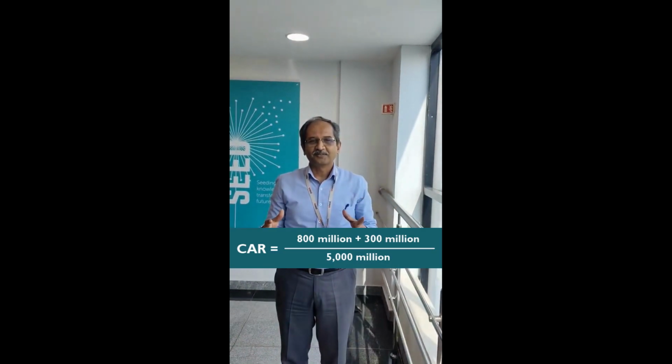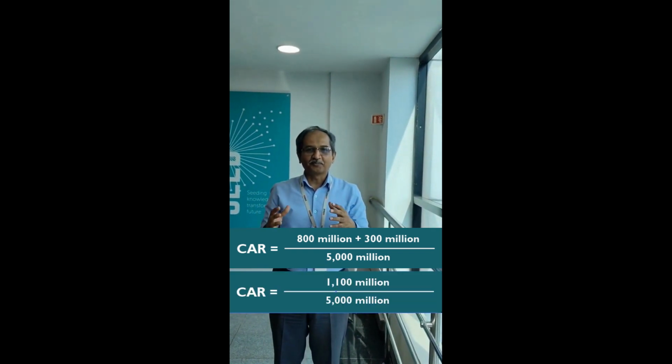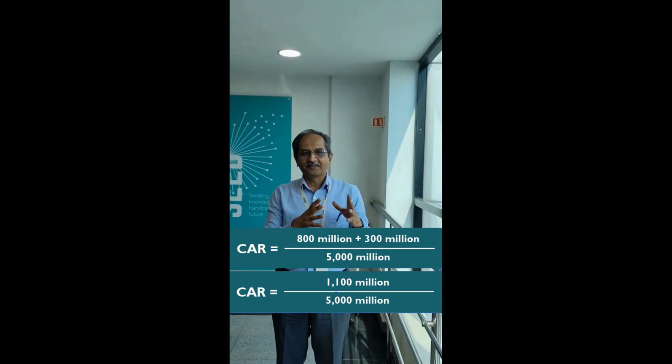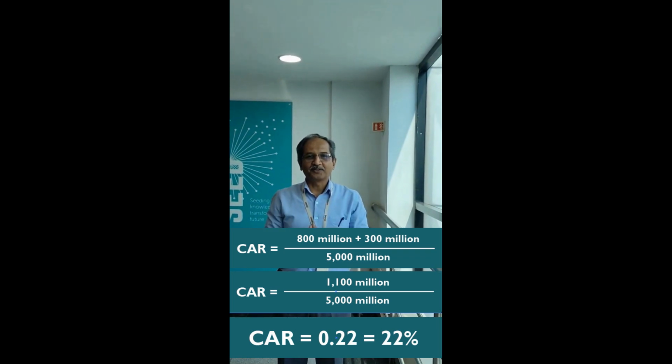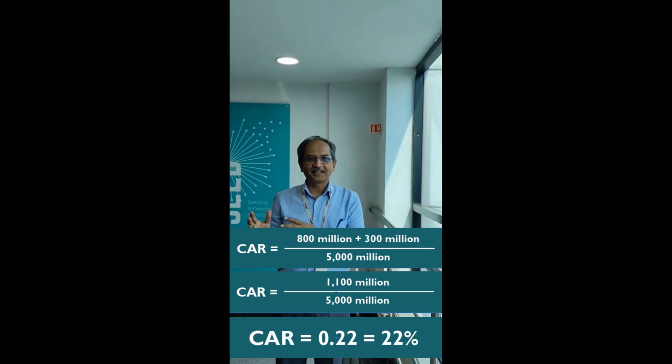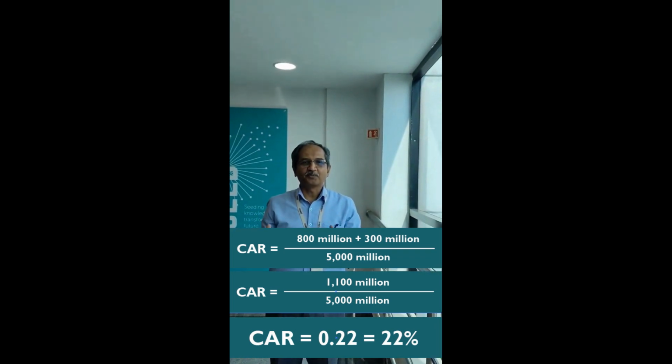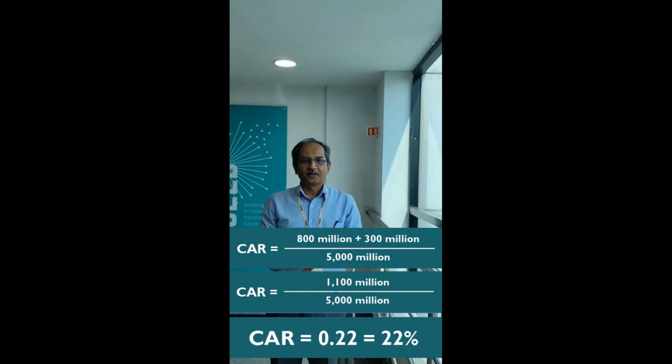Capital adequacy ratio equals 800 million plus 300 million divided by 5,000 million. That's 1,100 million divided by 5,000 million. When you do the math, it comes out to 0.22 or 22%. This means the bank has a capital adequacy ratio of 22%, which is well above the minimum required levels, indicating a strong financial cushion.